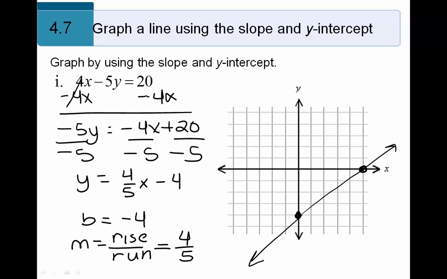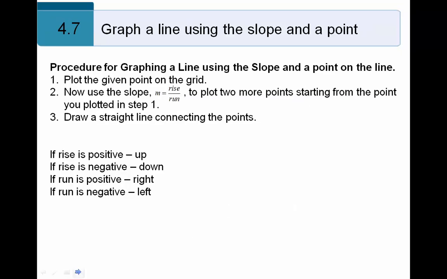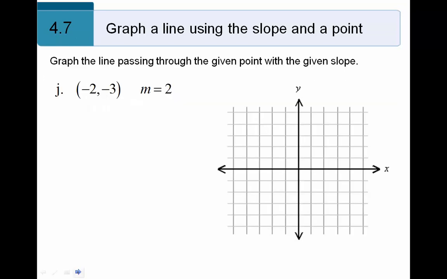Great. Okay. The next couple of problems, we're going to be graphing a line using the slope and a point on the line. This isn't bad at all. And here are the directions for it here. It's pretty easy. So the first thing you have to do is they give you a point. So plot the point. So in this example, J, they give you the point -2, -3. So that's left 2 and down to -3 right here. And then you just use your slope, which is rise.